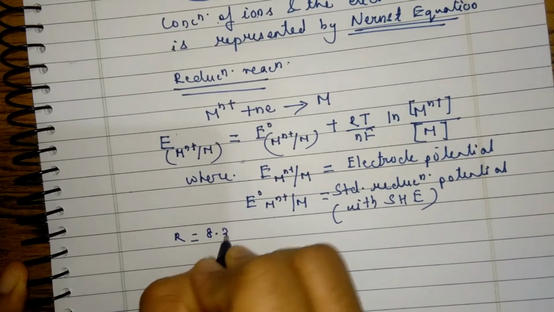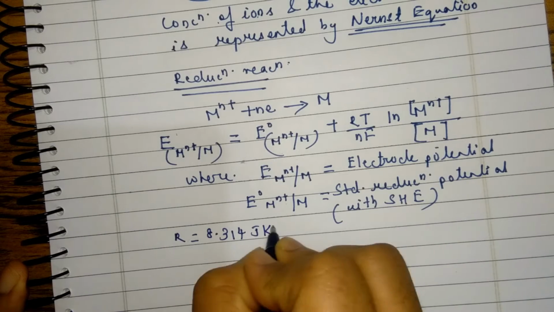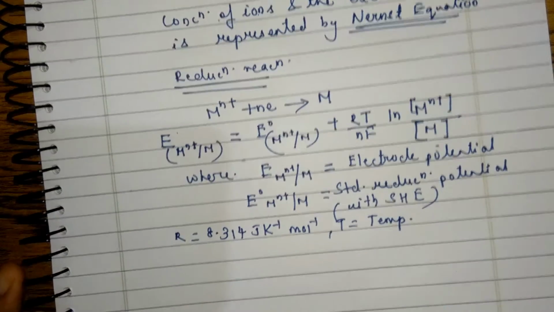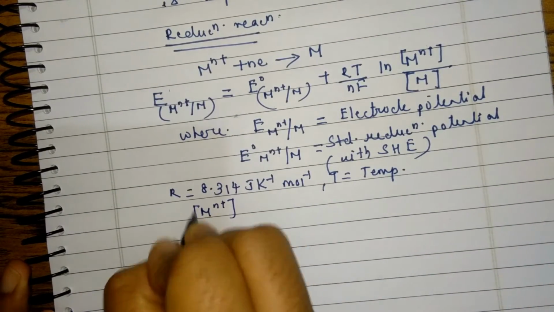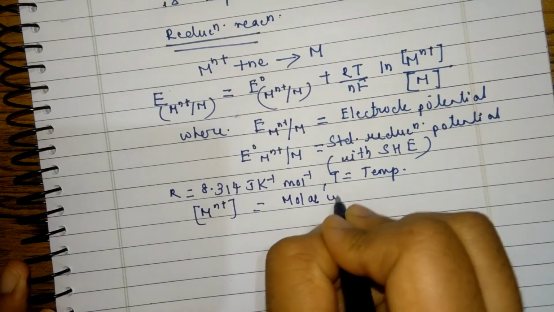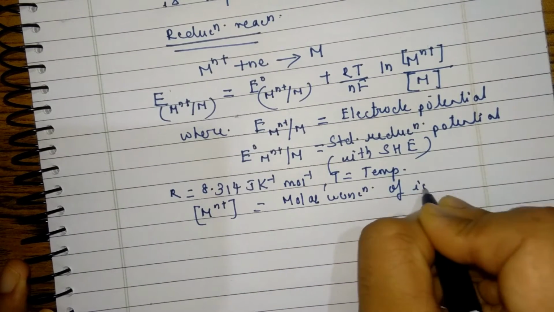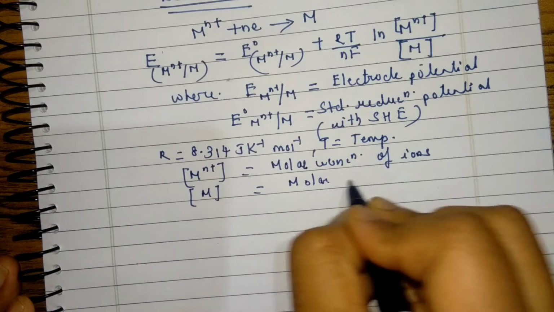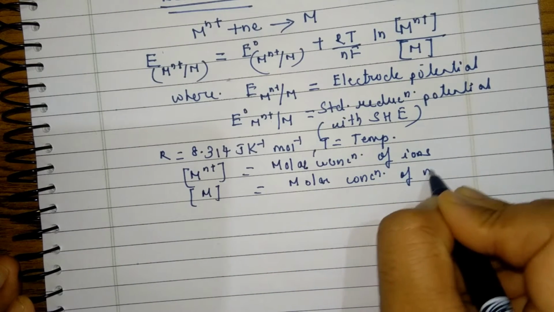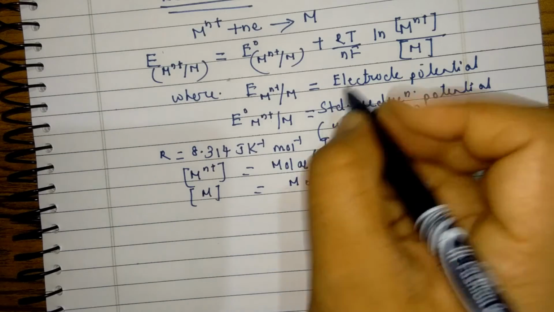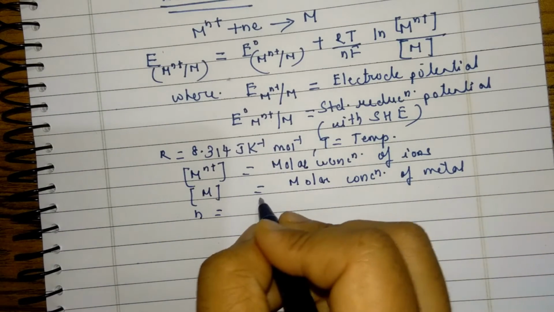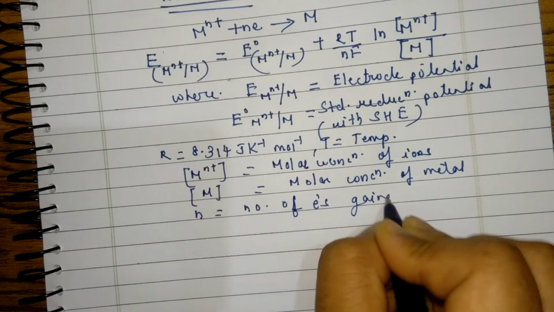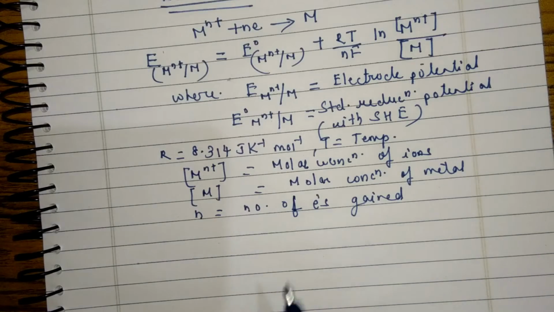R is 8.314 joule per Kelvin per mole. T is obviously our temperature. [M^n+] is the molar concentration of the ions, and [M] is the molar concentration of the metal. Now what term is left? n. What is n? n is the number of electrons gained.